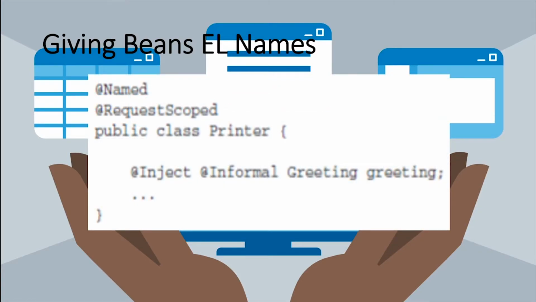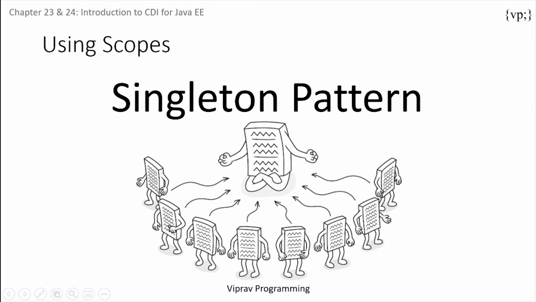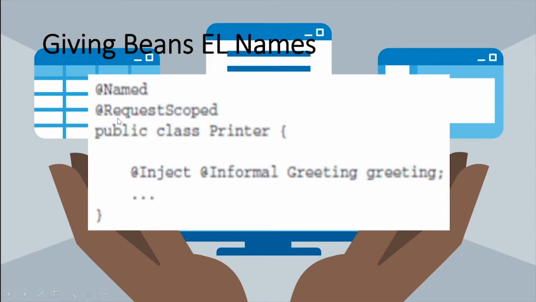So in this case, you can see that this annotation over here is kept as @RequestScoped. So this also ties into what we're going to say next about giving beans EL names. Putting the @Named annotation makes the bean accessible by any facelet through the name printer. So look at that, we hit two birds with one stone by showing how to use scopes through using this @RequestScoped and giving beans EL names by putting this @Named.